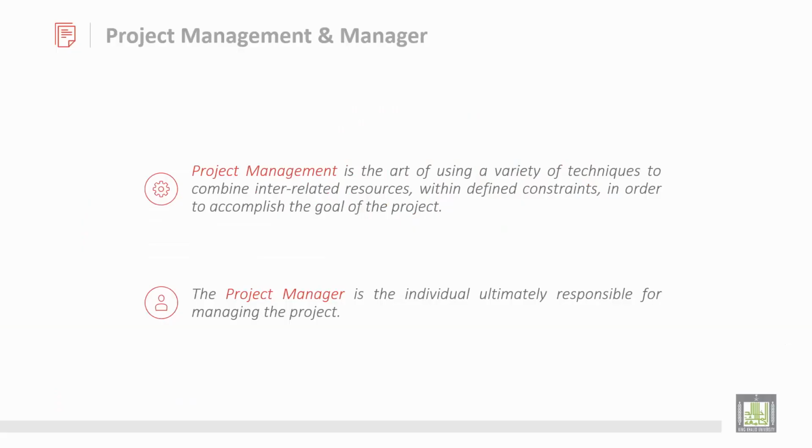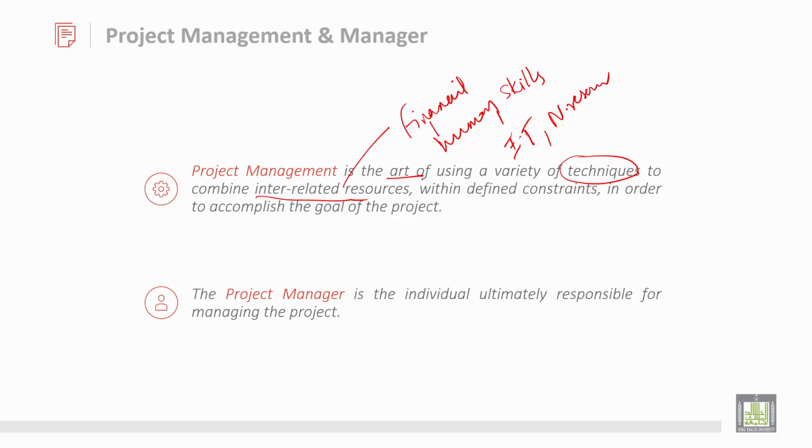Project management. What is project management and project manager? Project management is the art of using a variety of techniques to combine interrelated resources. What are interrelated resources? Financial resources, then human skills, then information technology, IT, then natural resources. These are the interrelated resources with defined constraints.